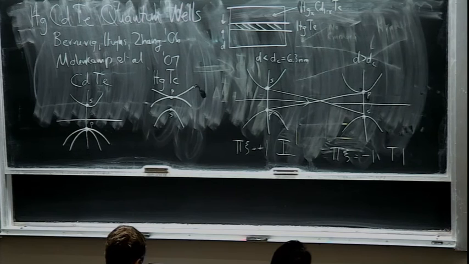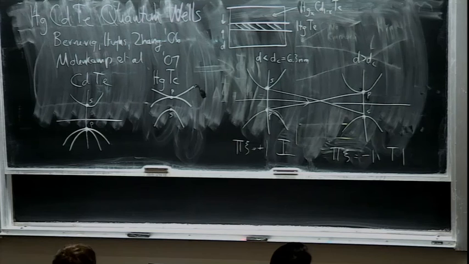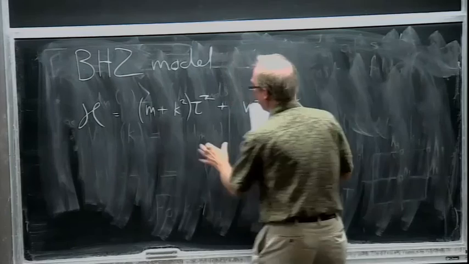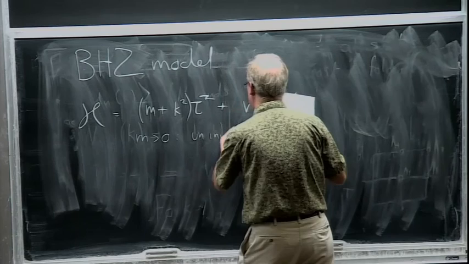So basically, the BHZ model takes into account that you have two orbitals here, an S-like state and a P-like state, and I'm going to index those by tau z. Then they get coupled to each other by a spin orbit type interaction, where this is spin now. So if the mass is bigger than zero, this is the uninverted case, and if the mass is less than zero, then it's the inverted case.